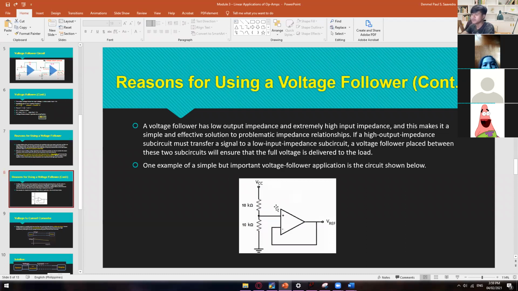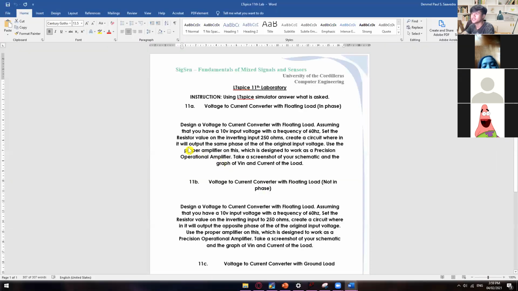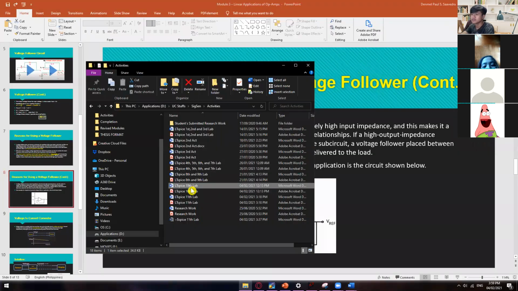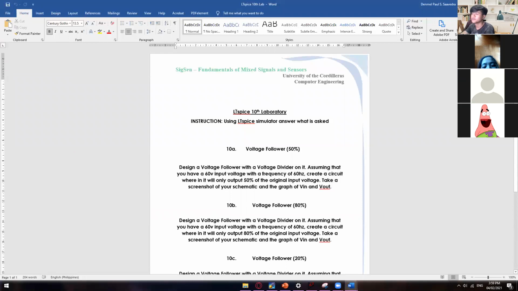Okay, so one example of this one is this simple circuit. It's a voltage follower wherein we have here a voltage divider. So it's a combination of those two circuits. Okay, so knowing that one, I'll give this one to you as your laboratory number 10. This is number 10. Yeah, there you go. So this is your 10th laboratory.